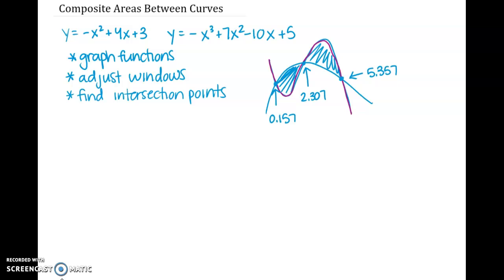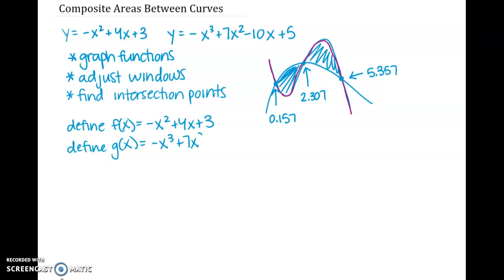You guys know how I like the defined functions. So I would define f of x equals negative x squared plus 4x plus 3, our quadratic, and define g of x equals negative x cubed plus 7x squared minus 10x plus 5. And then from there we set up our two integrals.